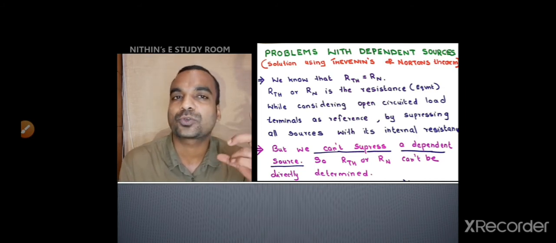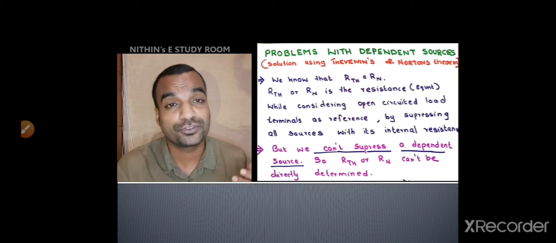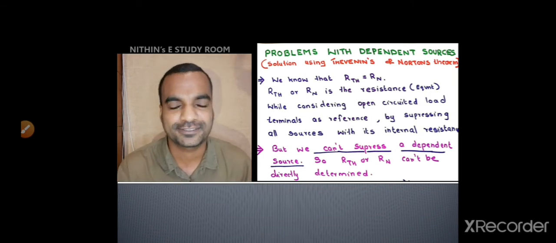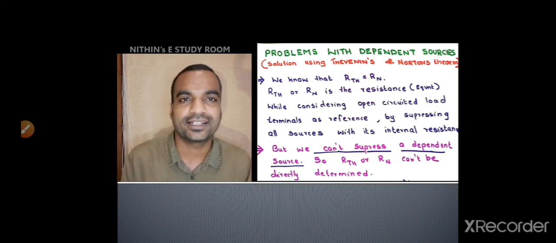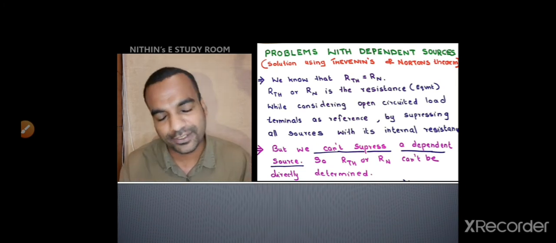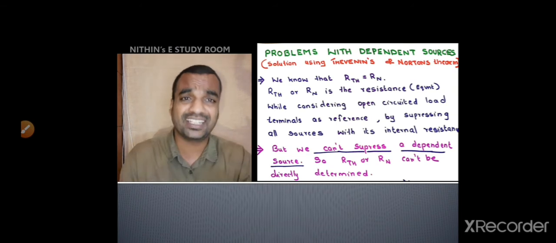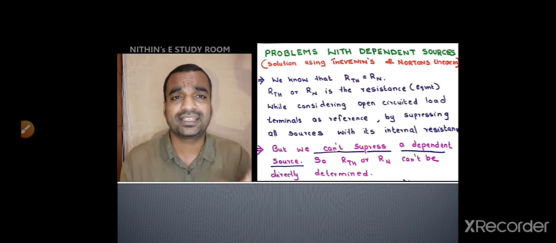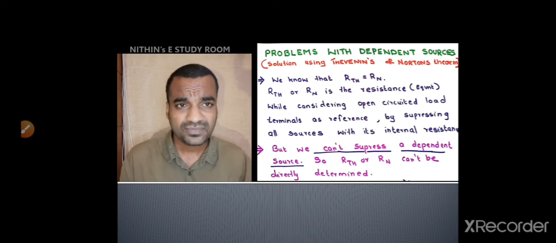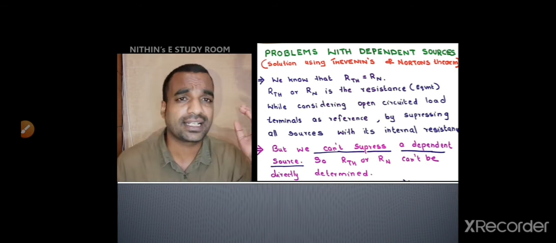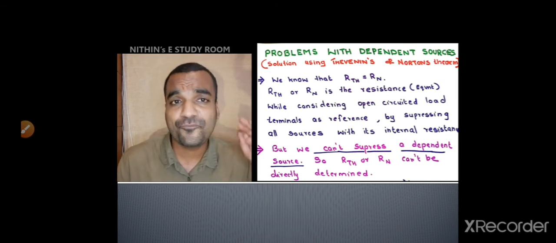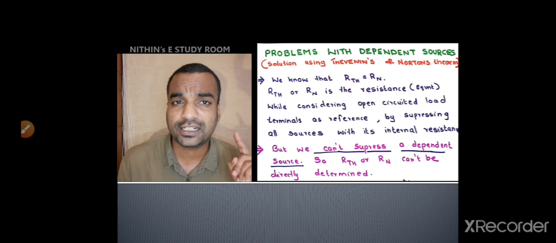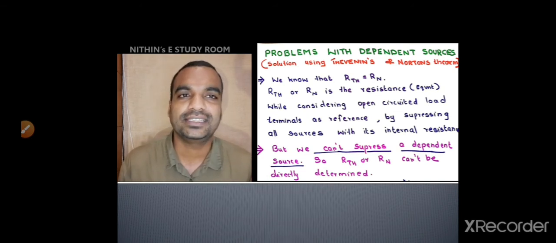You have to look back from the open circuited terminals and suppress all the sources with their internal resistance. So what is the case? This is the case for RThevenin and RN. In Thevenin or in Norton, the equivalent resistances are the same. What is the difference? In one case you connect that resistance in series, and in case of Norton you connect that resistance with the current source in parallel. That is the only difference, but the way of calculating RThevenin and RN are the same. So we can say RThevenin is equal to RN.